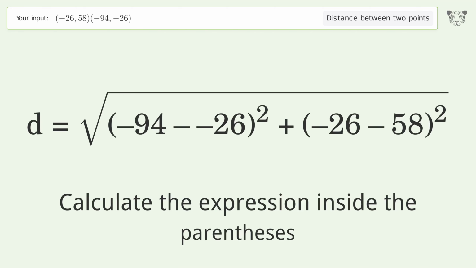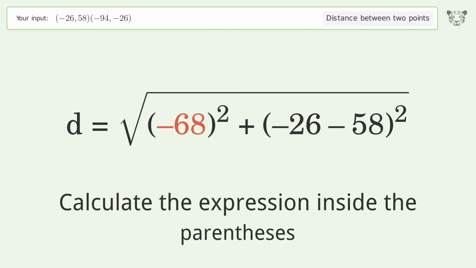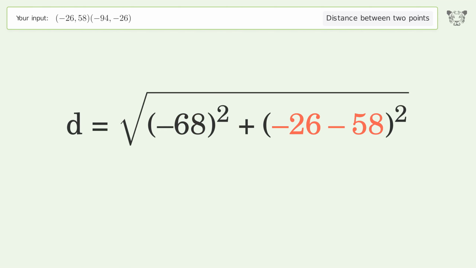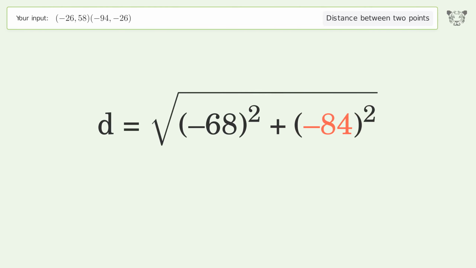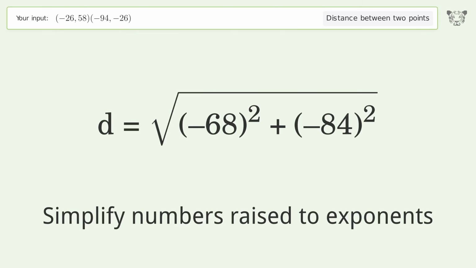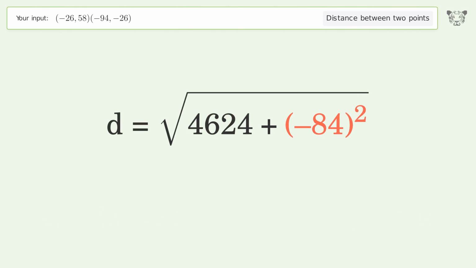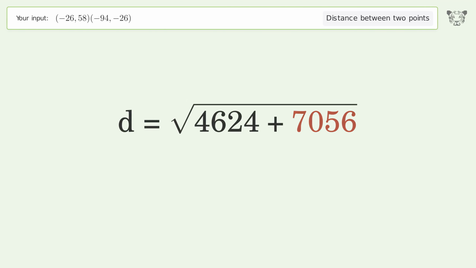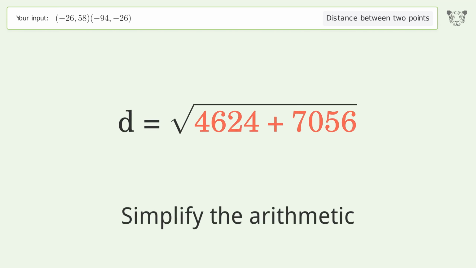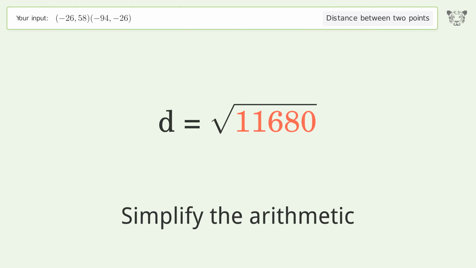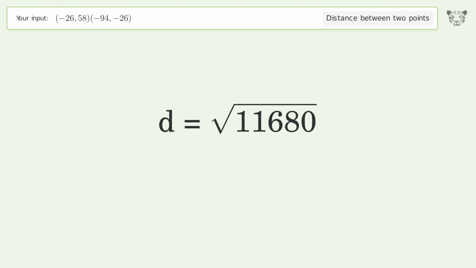Calculate the expression inside the parentheses. Simplify numbers raised to exponents. Simplify the arithmetic. And so the distance between the 2 points is the square root of 11,680, or 108.074.